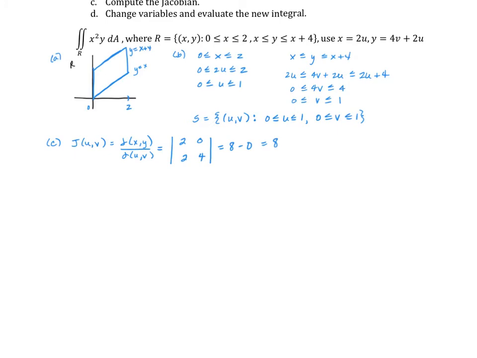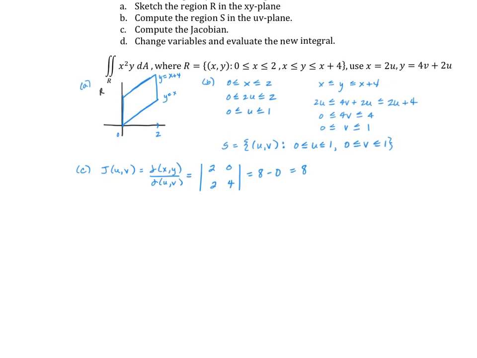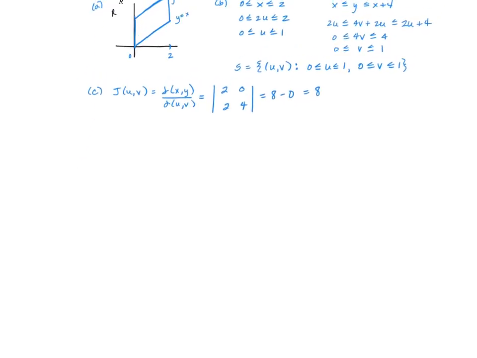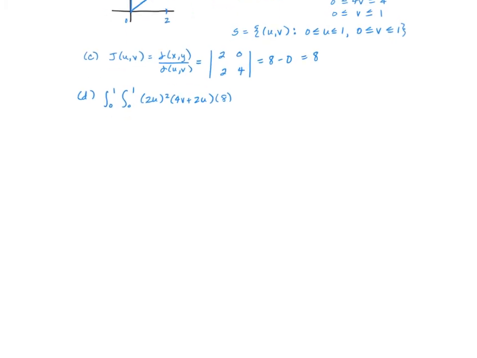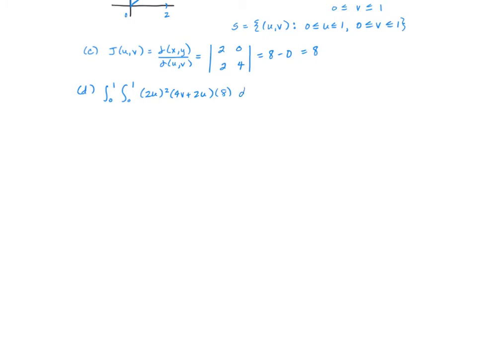I found my Jacobian. In the integral that I'm going to set up for part D, which says change variables and evaluate this new integral, the limits are 0 to 1. So u and v both go from 0 to 1. My integrand originally was x squared, but x is equal to 2u, so it's going to be 2u squared. I have to switch everything from x's and y's to u's and v's. In parentheses, y is 4v plus 2u. And the absolute value of the Jacobian, well, it's already a positive 8, so its absolute value is still 8. It really doesn't matter the order since I have two constant limits of integration, so I'll just go dv du.